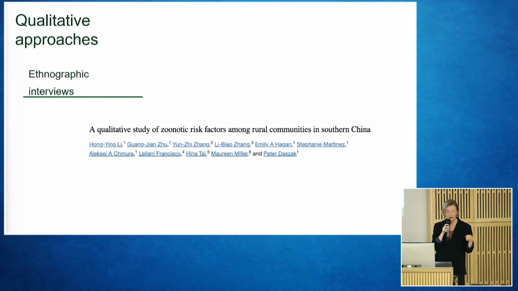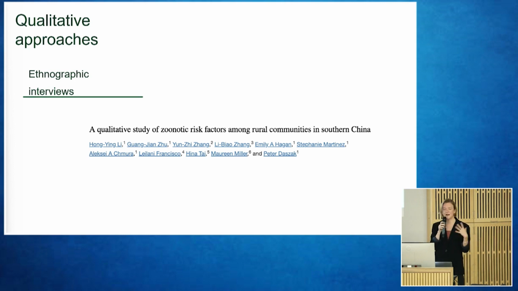Their methods were that residents in rural communities in southern China were recruited and enrolled. They collected ethnographic interviews and paired them with field observations, and then thematically coded and analyzed the results to identify risk factors and protective factors for zoonotic disease emergence. And the methods that they used, just as I've been walking you through, were able to elucidate individual, community, and policy level recommendations for intervention points.